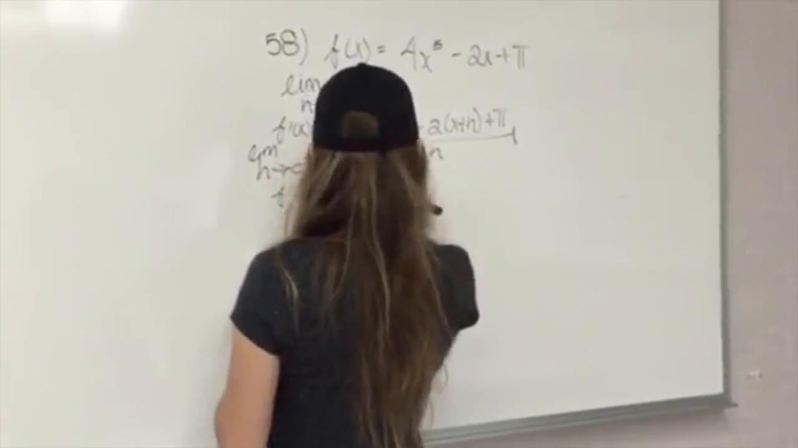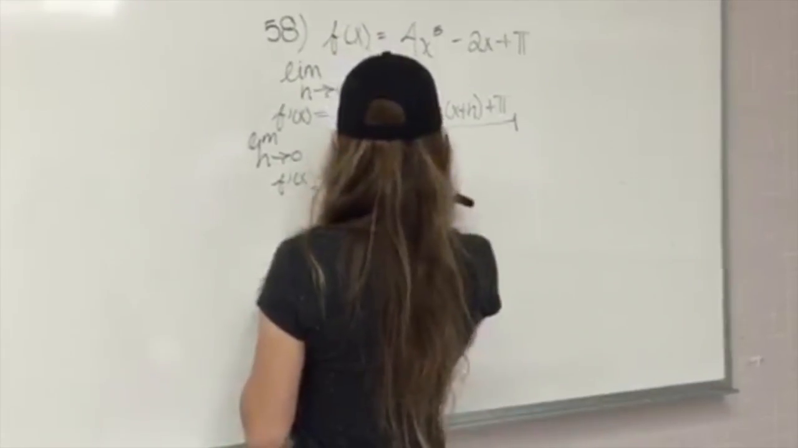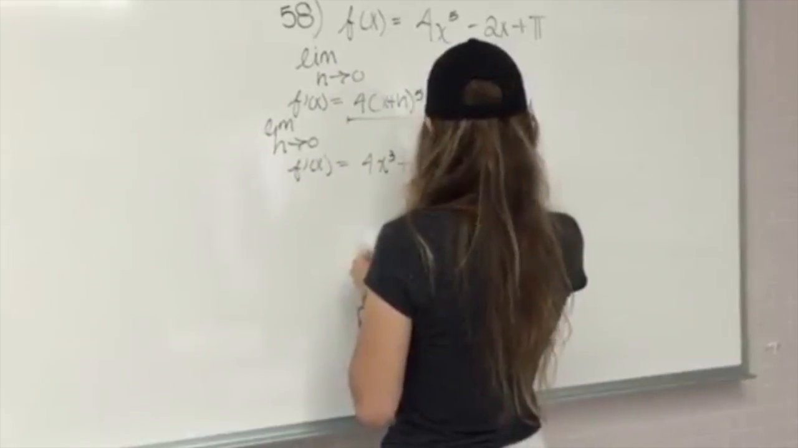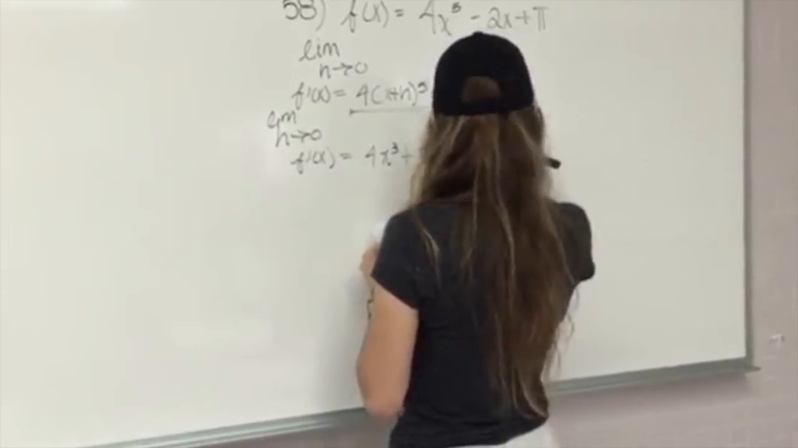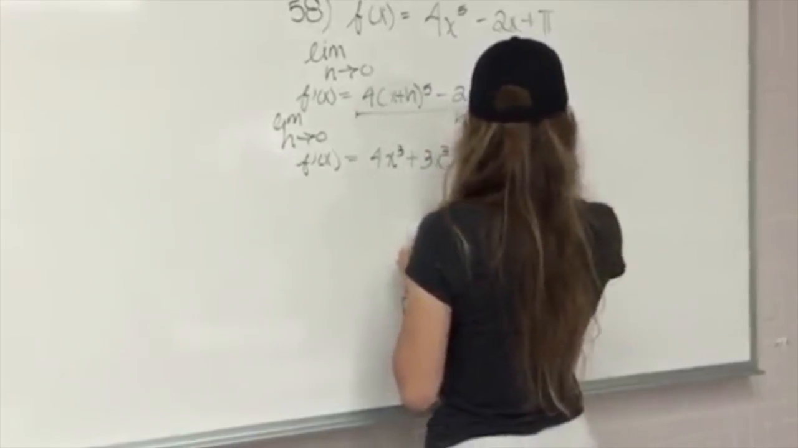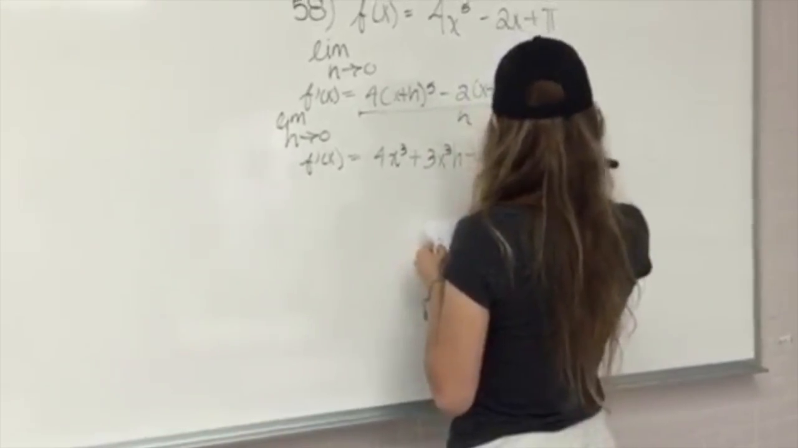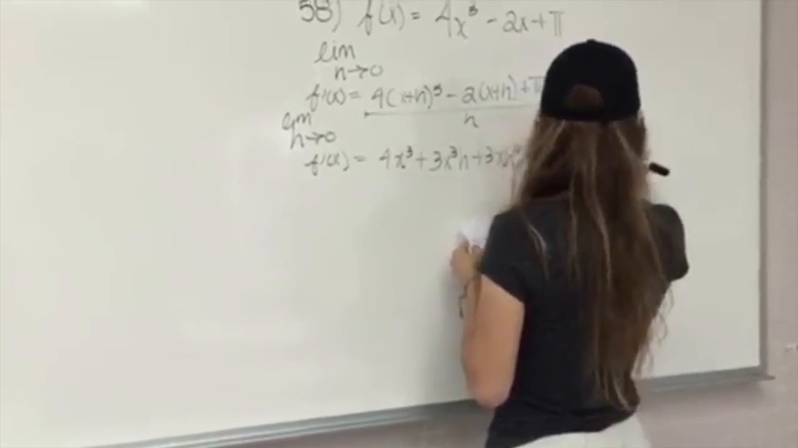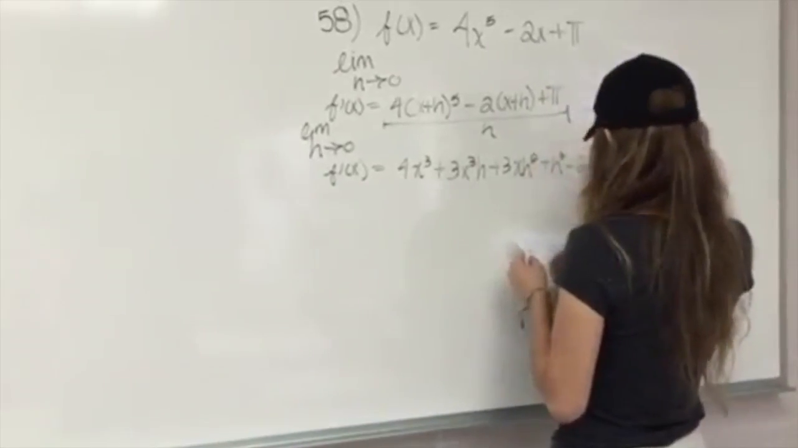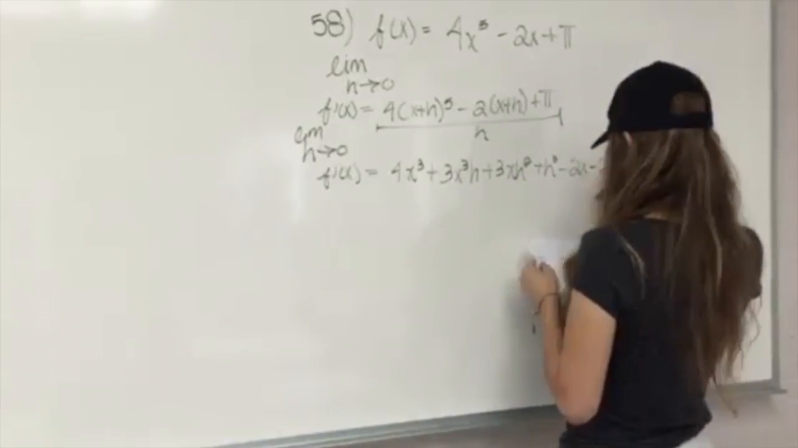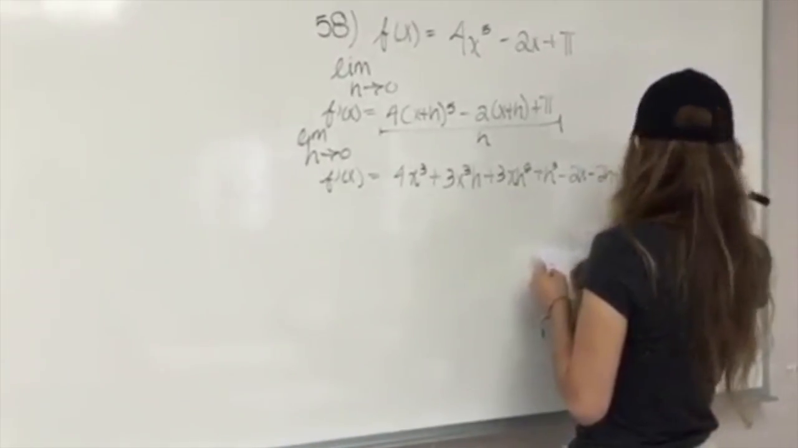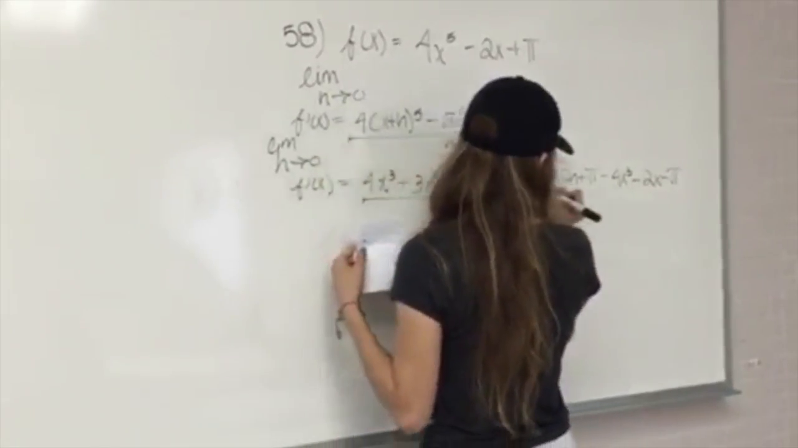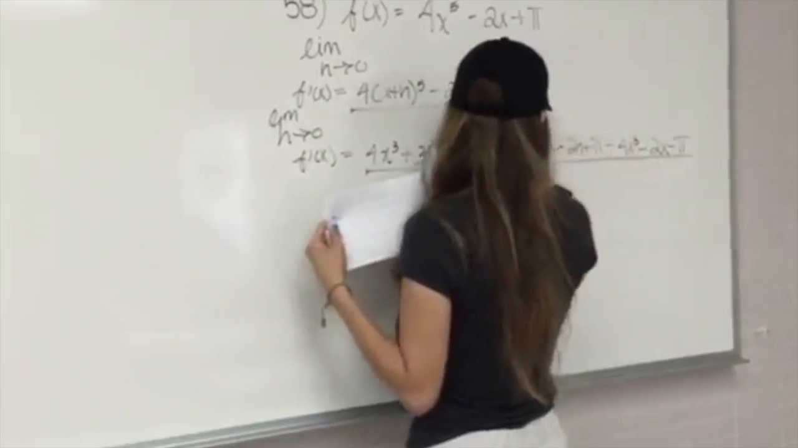After we do this, you have to multiply our terms together. So in this case, it will be 4x cubed plus 4xh minus 2x plus h plus pi. And then again, we put our division by h.